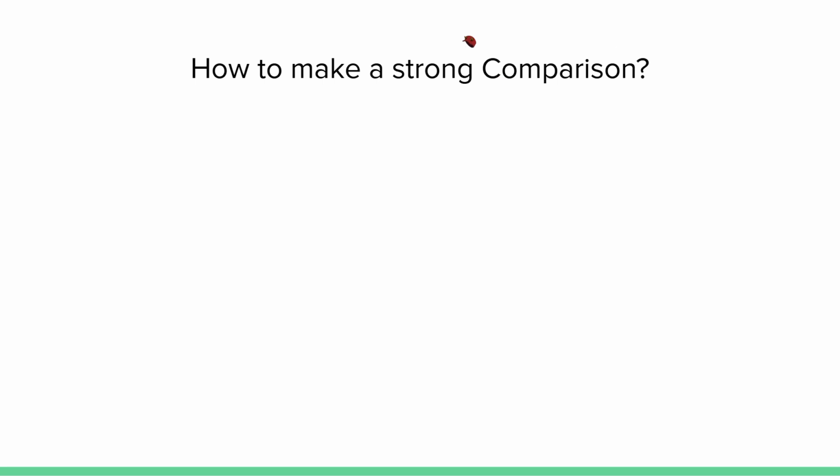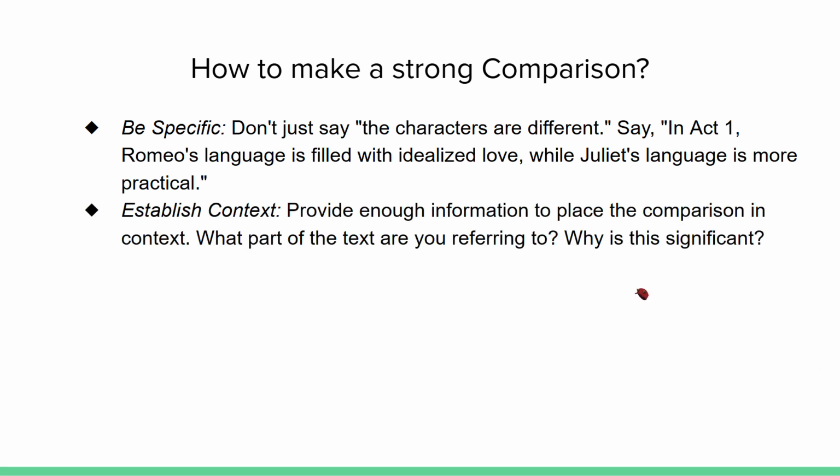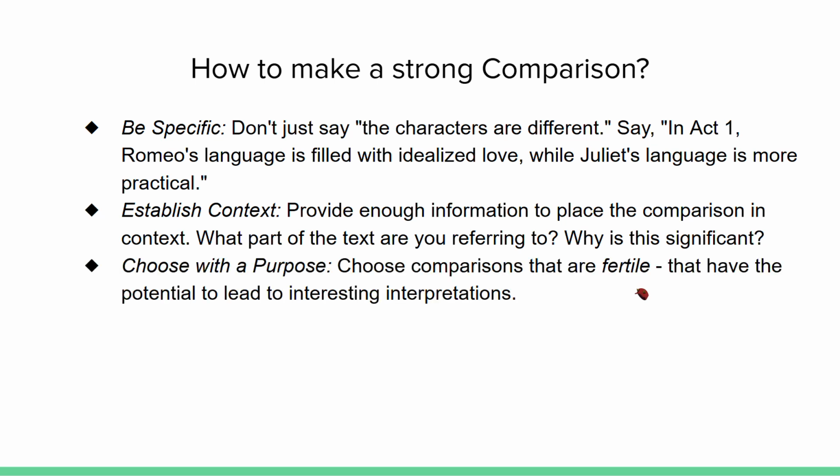And finally, how do you make a strong comparison? Well, there are a couple of points to make sure of. One is be specific. Don't just say the characters are different. Say, for example, in Act 1, Romeo's language is filled with idealized love, while Juliet's language is more practical. Next is establish context. Provide enough information to place the comparison in context. What part of the text are you referring to? Why is this significant?